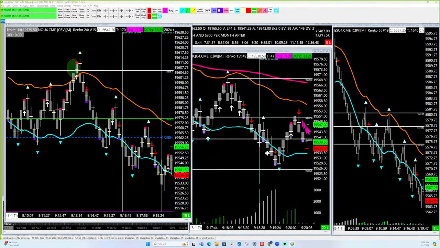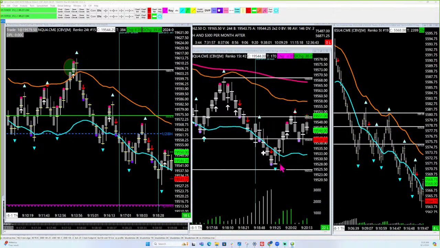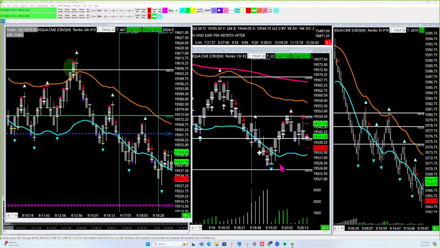There's the 10 points. Now you're either going to stop at break even if you think that's the reversal point, which I don't, because where I really want to push those trades is on the break of those half-hour levels, right? Nicely and calmly.